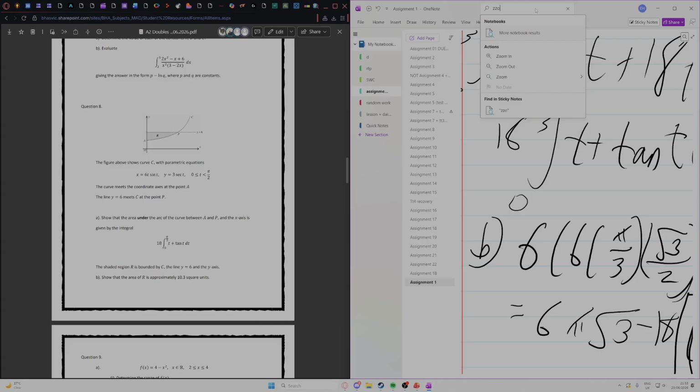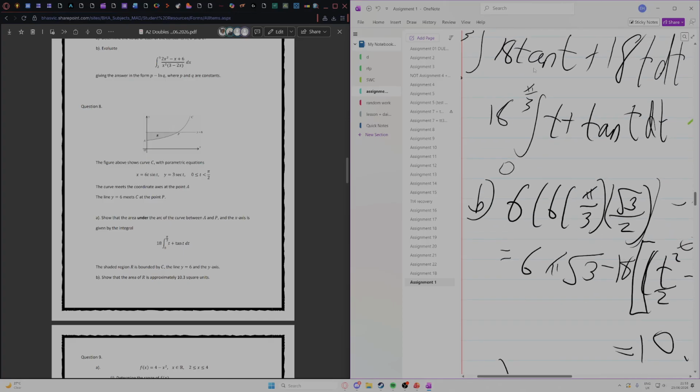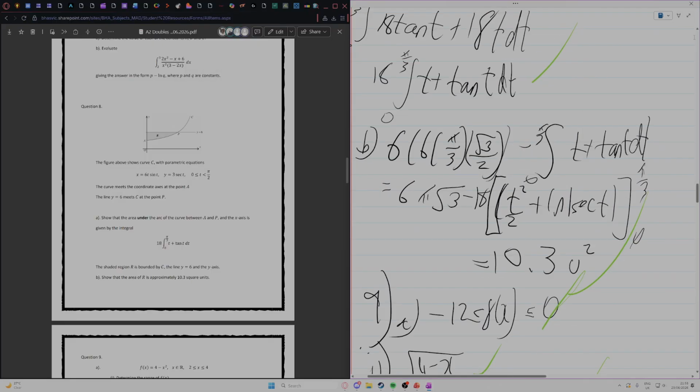I should definitely zoom out a little bit. 100%. That's probably better. That's better.